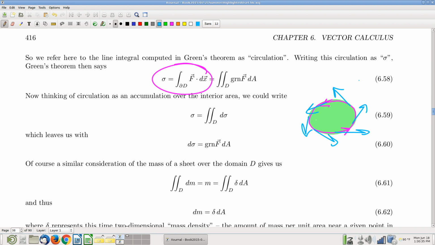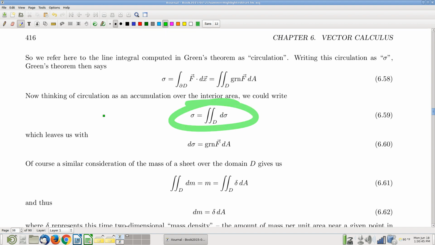Okay. So anyway, the term is circulation. Very common term, and making an argument just like we did previously. Circulation is an accumulating quantity. That's why Green's theorem works.